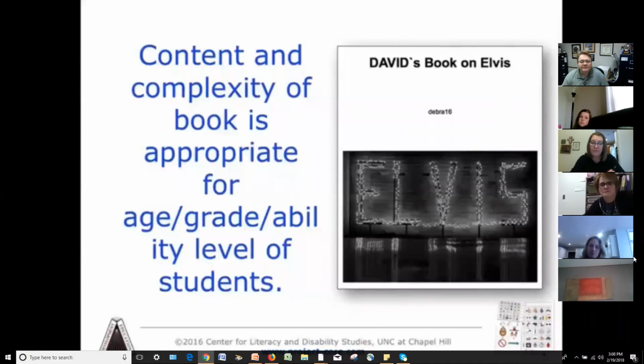Once you select a book, plan to read it for 3 to 5 days. You can read more than one book at a time, but make sure you read each book often enough that it becomes familiar to the students.